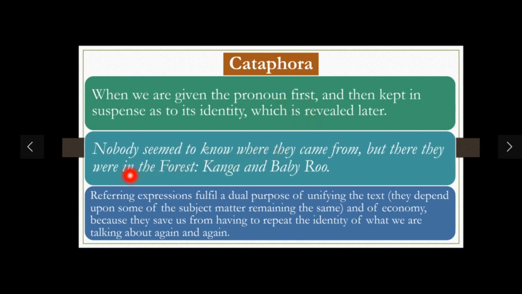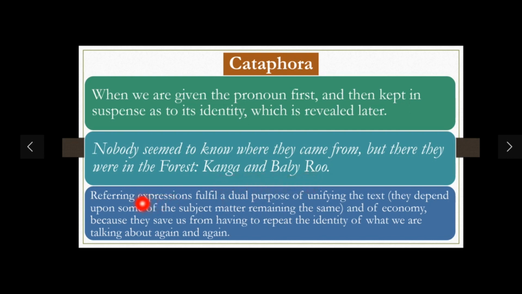Another example: "Nobody seemed to know where they came from, but there they were in the forest, Kanga and baby Roo." You see, first I use a pronoun, a referring expression, "they", and then the names. So two persons are here, one is Kanga and the other is baby Roo. First they are introduced with the help of the referring expression "they", and then they are given the names Kanga and baby Roo.